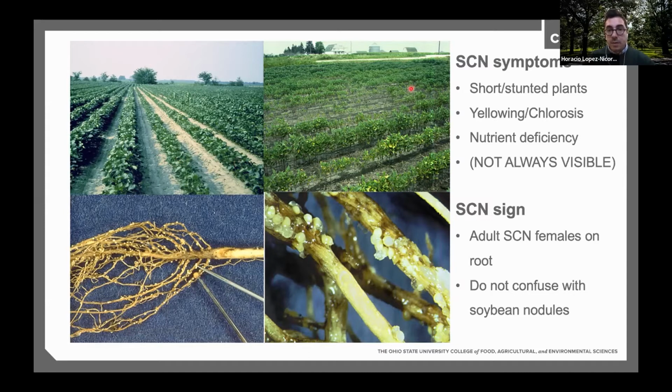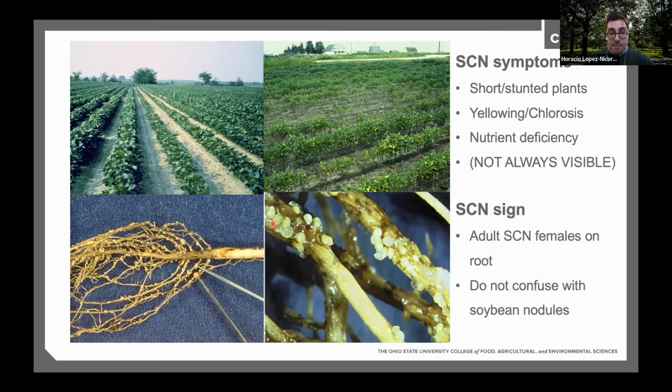So yes, we do have symptoms. Most of the time, they happen when there are severe or very stressful conditions already in the field, or when the population is extremely high, so that later on it will be hard to get them down.